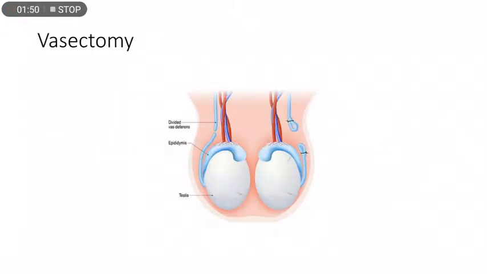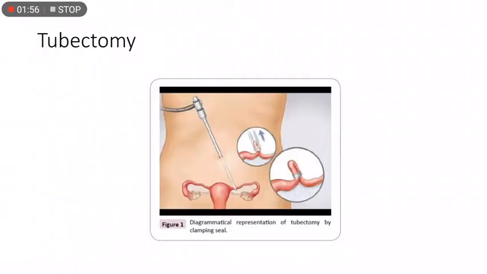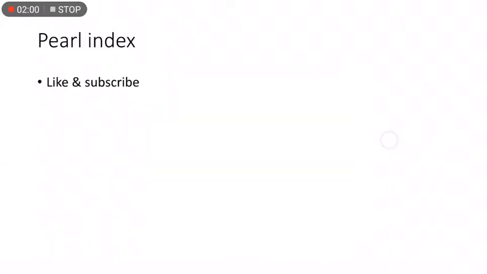Moving on to the permanent methods of sterilization. Permanent methods are always surgical. They are tubectomy and vasectomy. So in vasectomy, the vas deferens is cut and ligated, whereas in tubectomy, the fallopian tubes are cut and ligated.